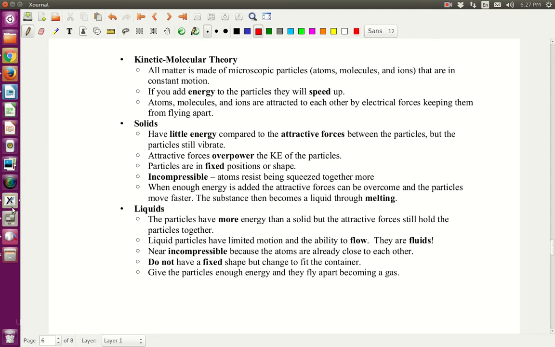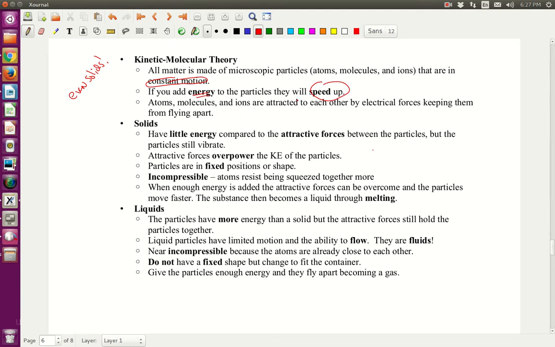I'm going to go back to the notes for a minute to this portion. So this is where I can write on kinetic molecular theory. All matter is made of microscopic particles that are in constant motion. Even solids, guys, even solids. Okay? If you add energy, they will speed up. If you make them hotter, they go faster.